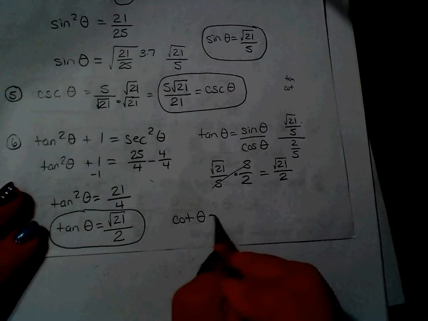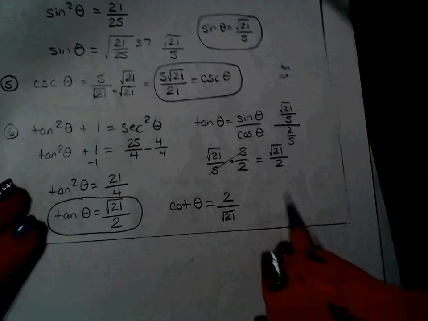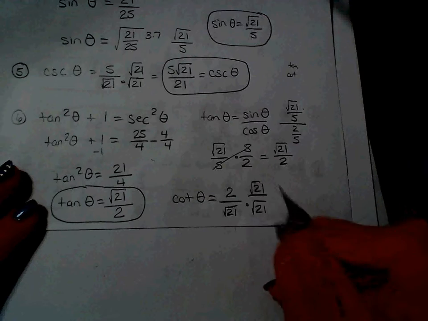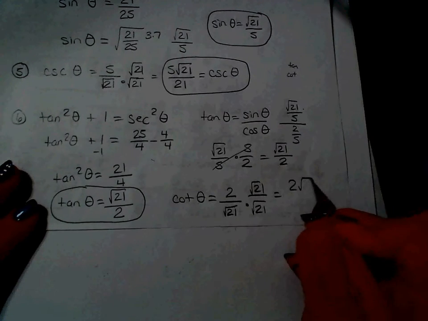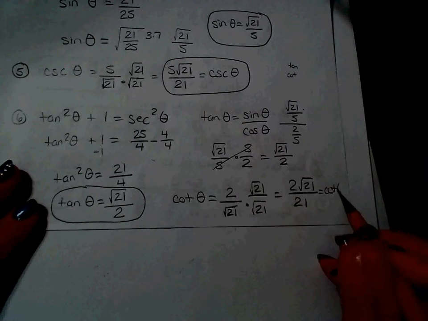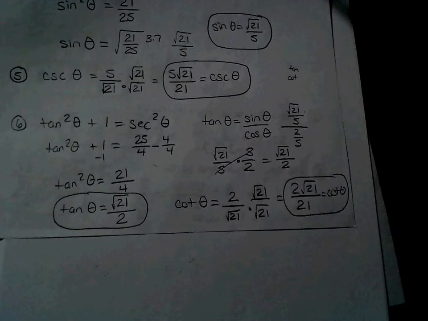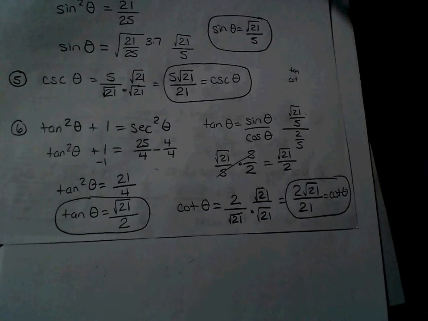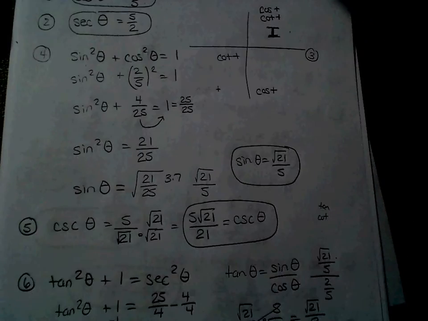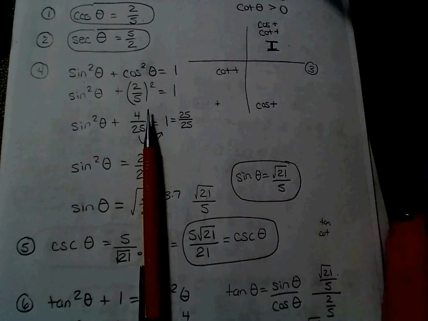All I need is cotangent. Once I've got tangent, to get cotangent, I'd simply flip it. I can't leave a square root of 21 in the bottom, so I fancy 1, and I get 2 on the square root of 21 over 21, and that is cotangent. All 6 of them are positive because it was in the first quadrant. Okay. So I have found all 6: cosine secant, sine cosecant, tangent cotangent. And that's problem number 3.